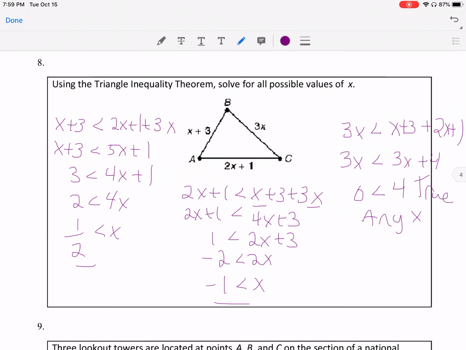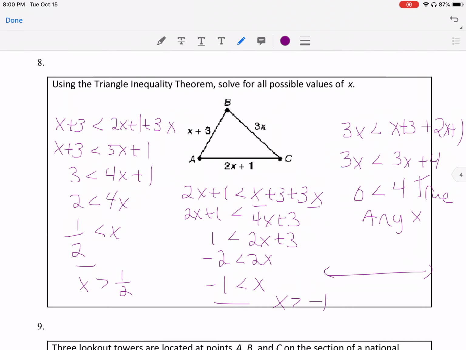So I know that not just any x will do. I can't just put anything in for x. Let's say I put something like negative 2 in. Well, that would make this one negative 6, which can't even be a side. So we already know that we have a problem there. So let's just look at the other two. So we have x is greater than 1/2 or x is greater than negative 1.